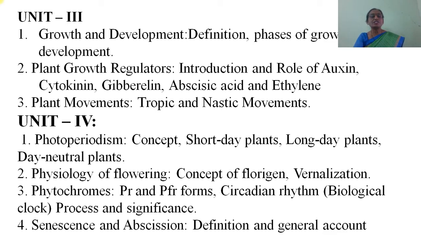The fourth and the last unit of this paper consists of 4 topics. Of them, the first topic is photoperiodism. It includes concept, short day plants, long day plants and day neutral plants. Second topic is about physiology of flowering, concept of florigen, then vernalization, and third topic is phytochromes, that is PR and PFR forms, circadian rhythm, that is biological clock, and process and significance. Then the fourth and last topic of this paper is senescence and abscission, which includes definition and general account of this.